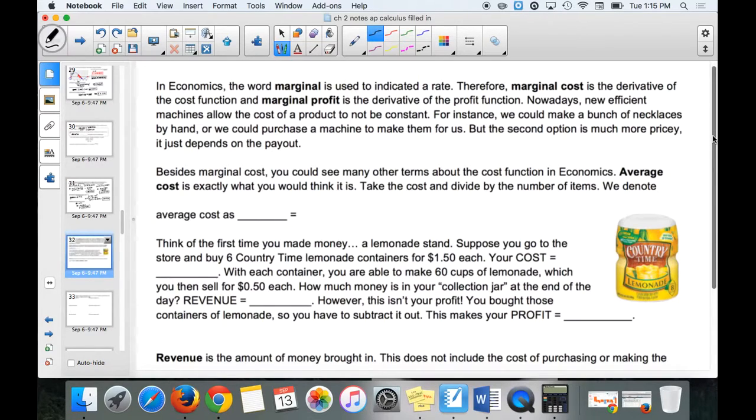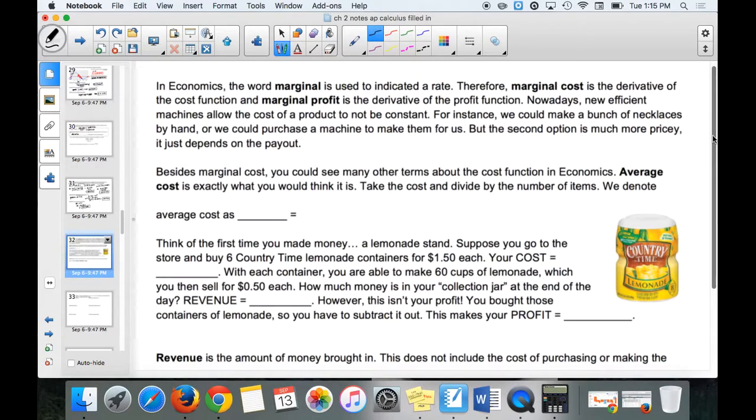So in economics, the word marginal is used whenever you talk about a rate. So if you talk about the marginal profit, it's basically like your profit per item, right? So marginal. It's been a long time since I took econ. All right. Marginal cost is the derivative of the cost function. Marginal profit is the derivative of the profit function. So anytime you see marginal, you are taking the derivative, okay?